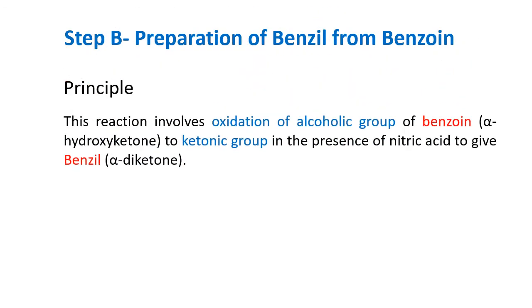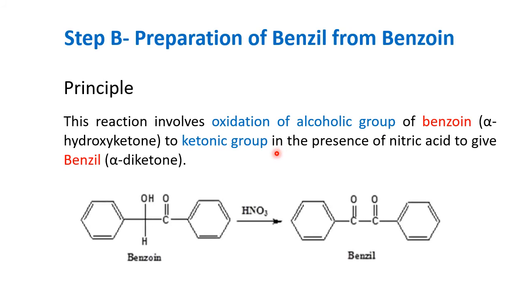Principle. इस रिएक्शन में क्या हो रहा है, बेंजोइन से जब हम बेंजिल बनाते हैं तो इसका एल्कोहलिक ग्रुप जो होता है, इसमें एक सेकेंडरी एल्कोहलिक ग्रुप है बेंजोइन में विच इज गेटिंग ऑक्सीडाइज्ड टू कीटोनिक ग्रुप. तो ये रिएक्शन होता है. दिस इज बेंजोइन. तो बेंजोइन क्या है, दिस अल्फा हाइड्रोक्सी कीटोन. ये आपका कीटोनिक ग्रुप है, इसके अल्फा कार्बन पे हाइड्रोक्सी ग्रुप है. तो दिस इज अल्फा हाइड्रोक्सी कीटोन.